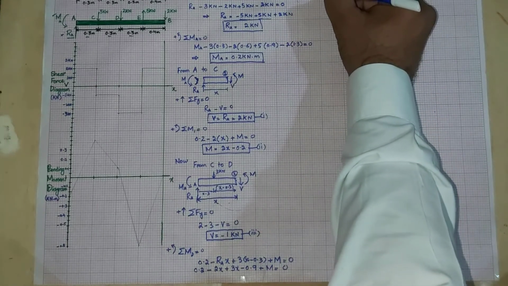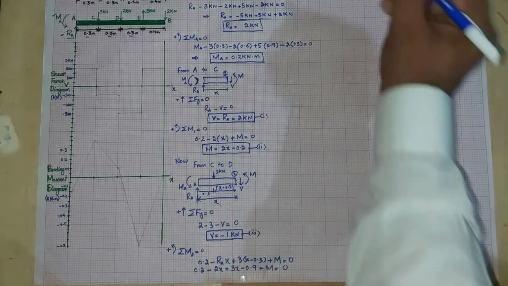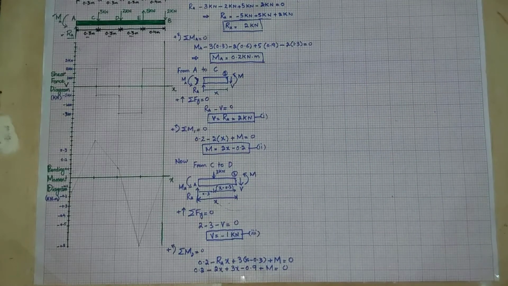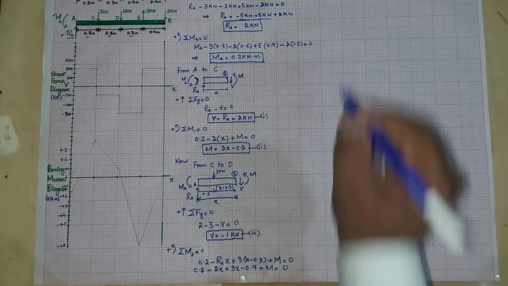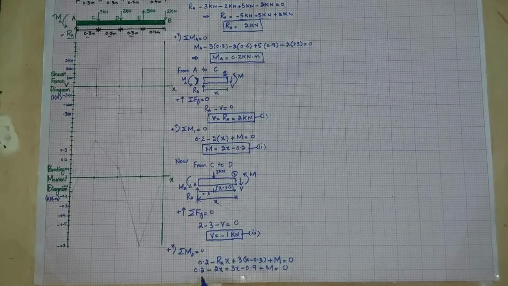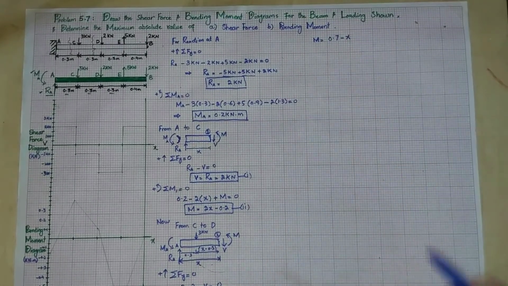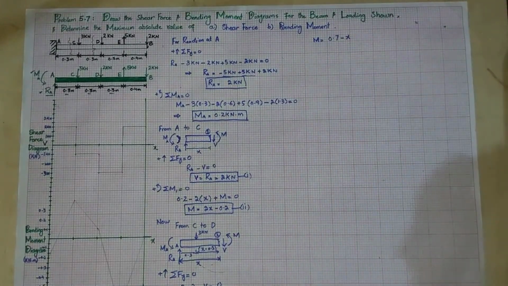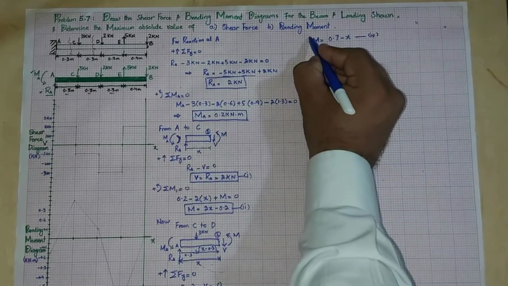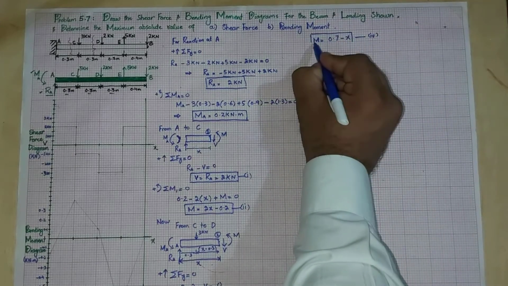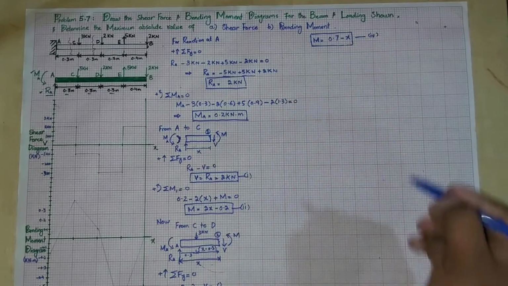So the equation of moment for portion C to D comes out to be 0.7 minus x, because this will be minus 0.7 and this will be x. So this moment will be this. This is equation number 4. And this equation number 4 is the bending moment equation for region when we move from C to D.